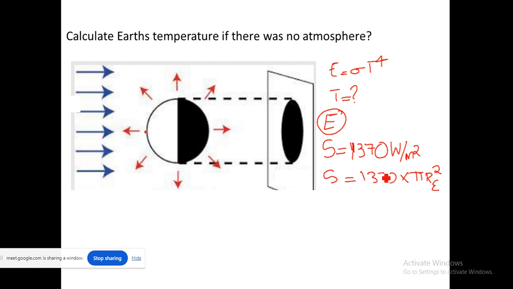So if we want to calculate the total energy reaching the surface of the Earth, it will be S into πr_e², which is the area that is being illuminated by the Sun. So this much amount of energy is reaching the Earth's surface. The energy is equal to 1370 into πr_e², where r_e is the radius of the Earth. Let us assume whatever energy is coming is absorbed by the Earth.